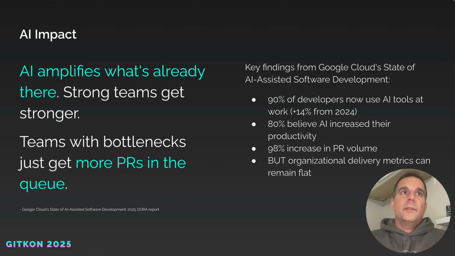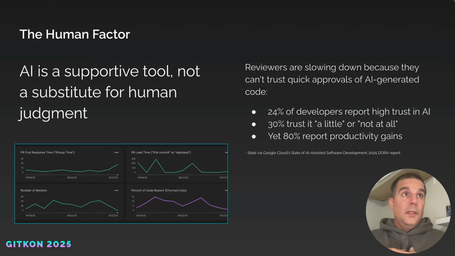This suggests more that AI is amplifying what might already be there. Strong teams who are shipping and delivering code, if they have a strong review process, well, that's going to be really great because that code can get in and you don't have to worry about all these other things. But the bottlenecks are going to get amplified too if you don't keep up with that. So this is really connected to how AI is more of a supportive tool and it's not a substitute for human judgment.